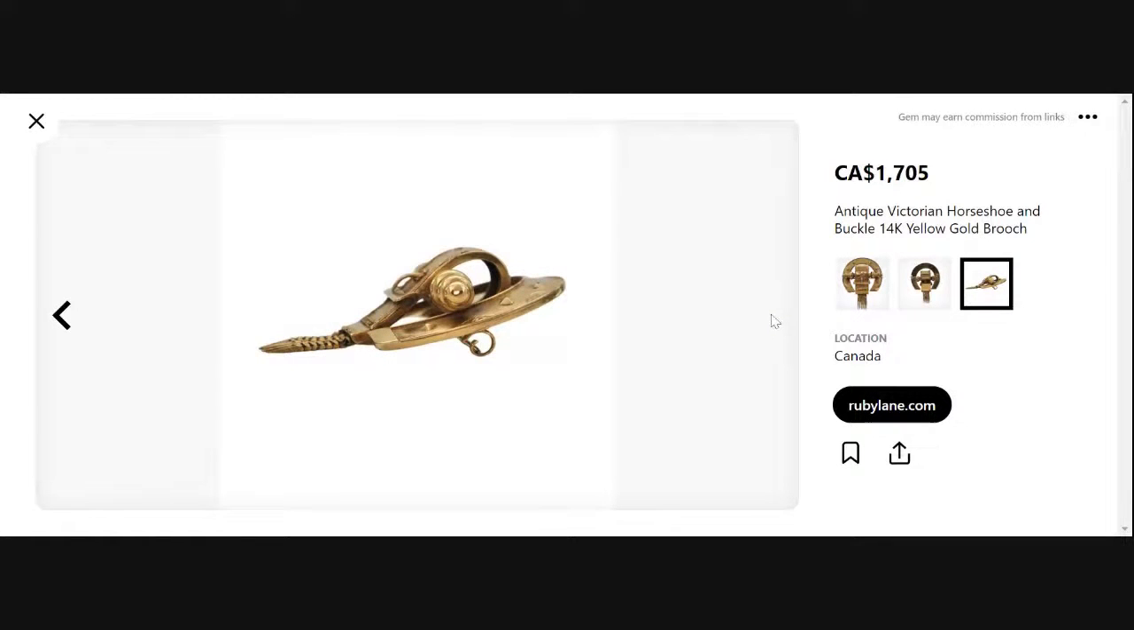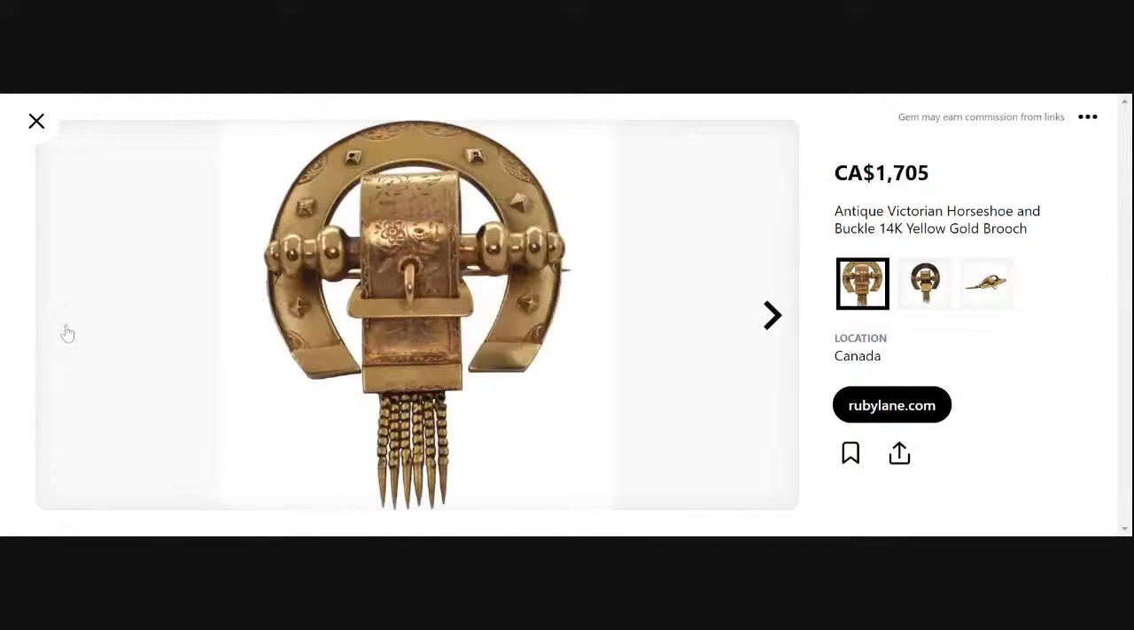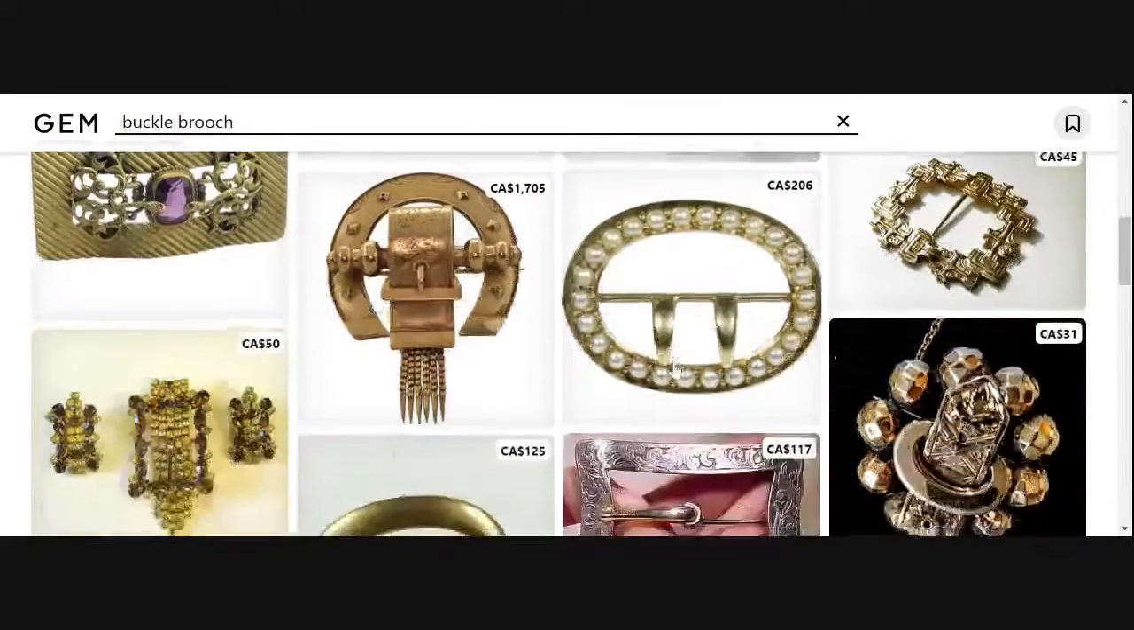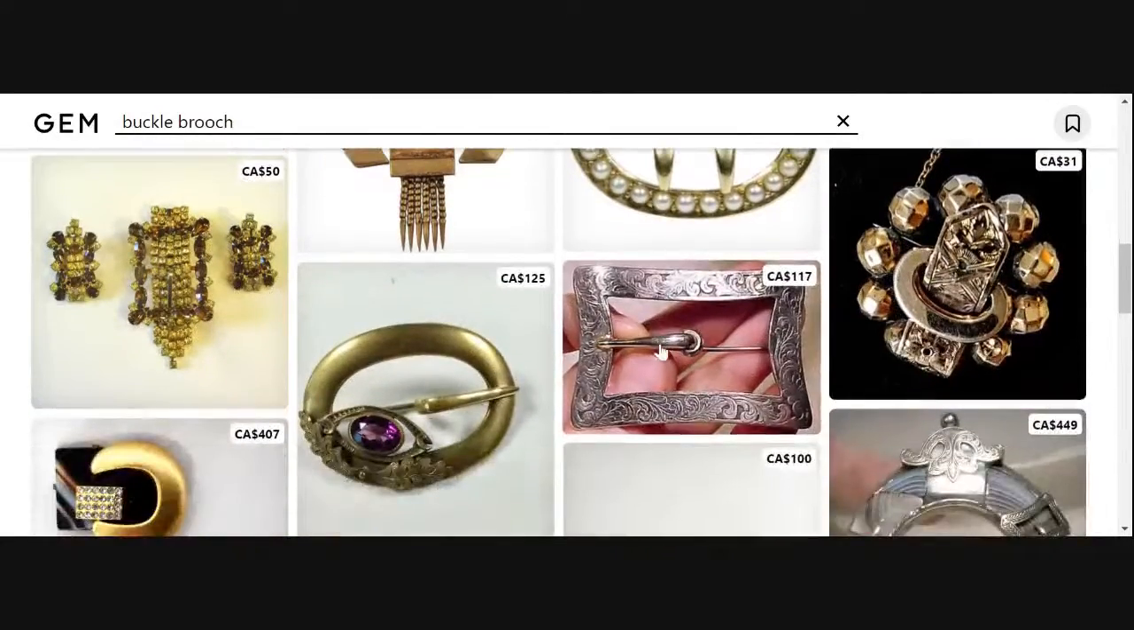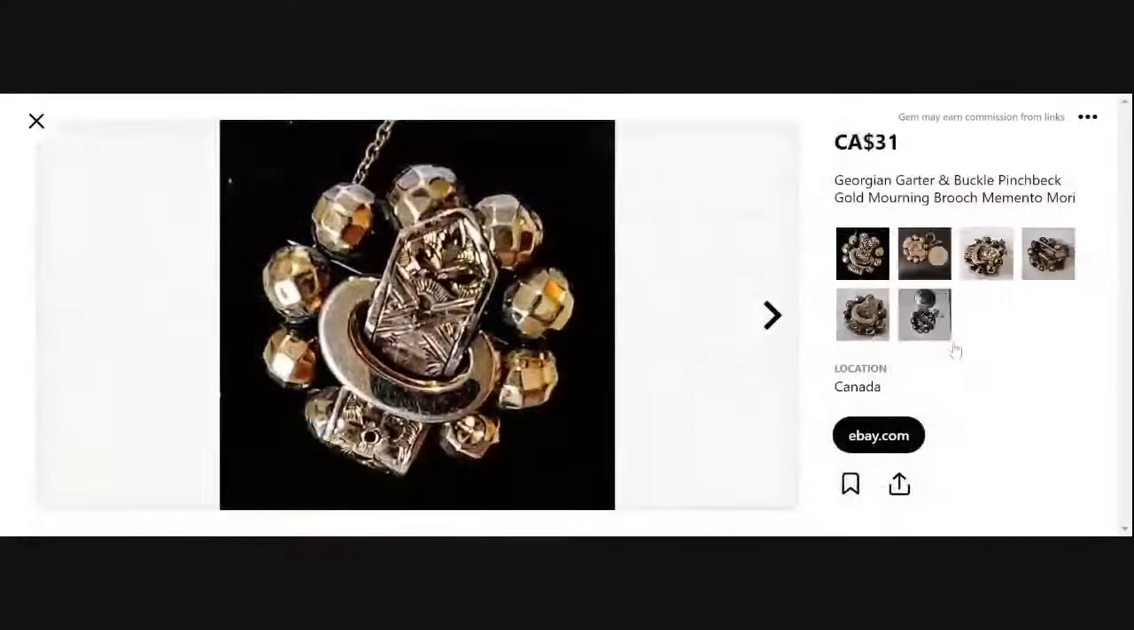And I'm a fan of these dangles that look almost like squid tentacles or a quill. It's hard to describe them. But this is beautifully made. You can even see the nails in the horseshoe too. If you're in the market for a 14 karat gold brooch, maybe you want to check that out. Let's keep going. Here is something that is interesting. They say it is a Georgian garter and buckle pinchbeck.